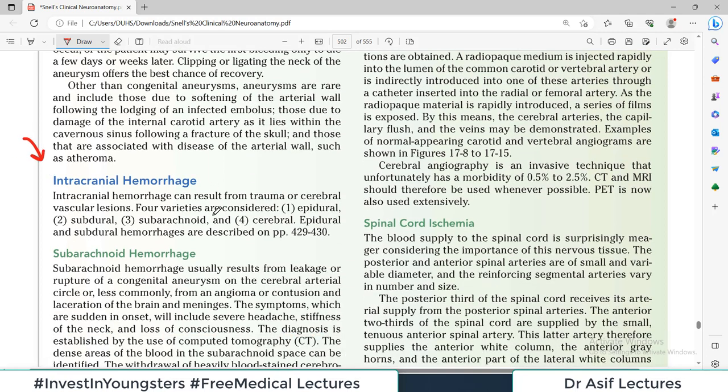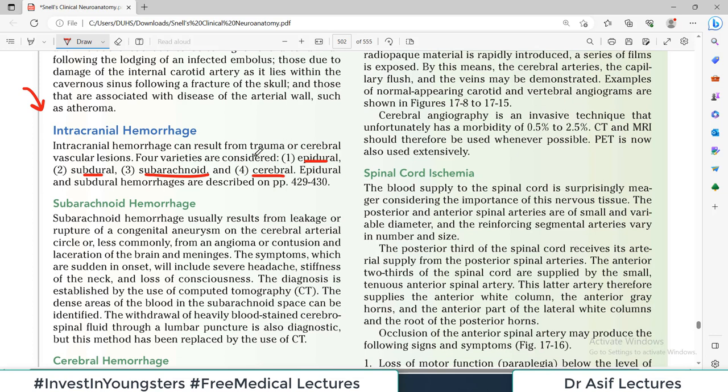Intracranial jo hemorrhage hai, it is of different varieties. For example, epidural, jo dura ke upar hogi bleeding, subdural, jo dura ke niche hogi, subarachnoid, between the arachnoid and pia, and there is within the brain cerebral bleed. So different areas hain aur ye different chapters mein discuss kiye gaye hain, theek hai? Yahan pe bilkul halka sa inhone discuss kiya hai the subarachnoid hemorrhage.